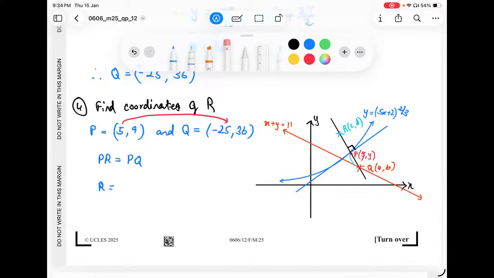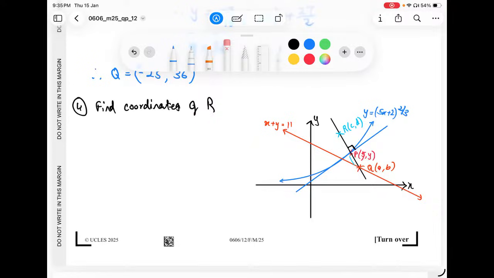Or wait, let me give you a better picture of this. I will just write it in a different order. So first we have Q. So this is your order QPR. So let me write it in that order. Negative 25, comma 36, and P is going to be 5, comma 9.